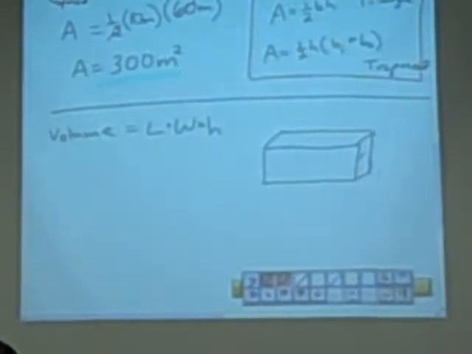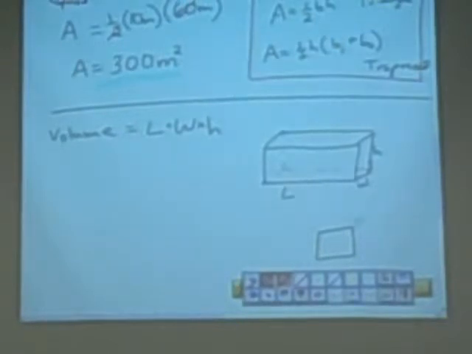And again, if you were to see through this box, then you would see these lines coming down like this. Okay, and so we have length, width, and height.